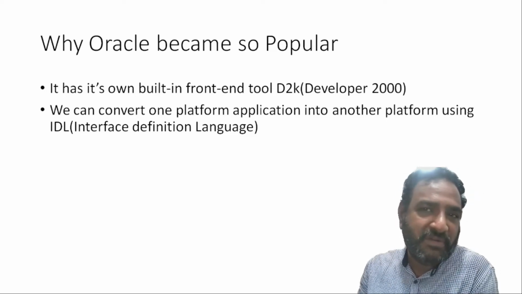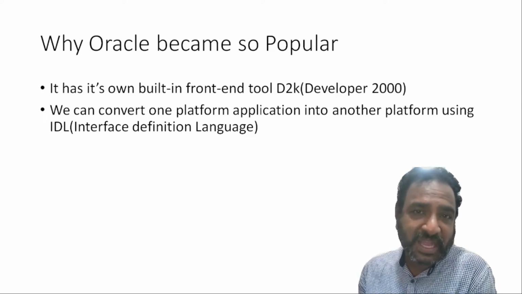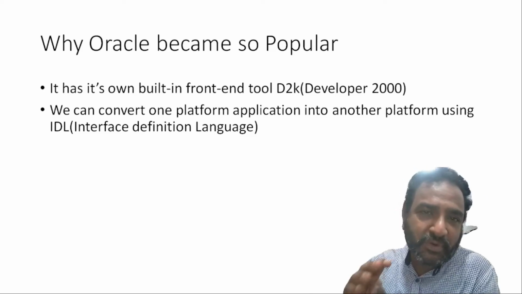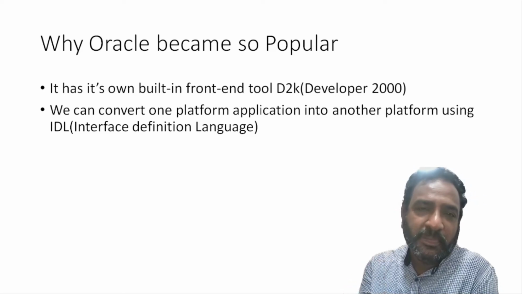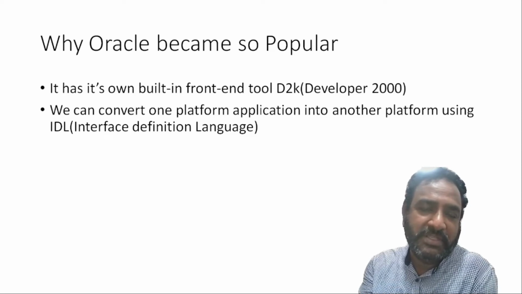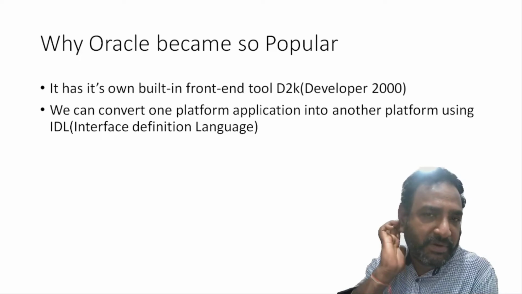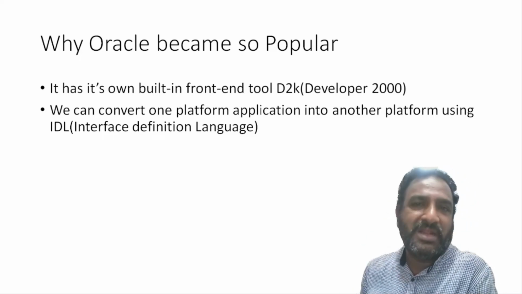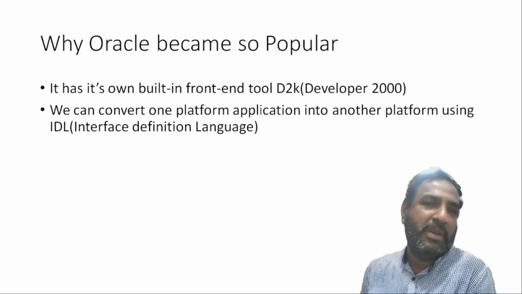So this is the advantage in the case of Oracle, by using the interface definition language. By using this language, you provide only 4 parameters: what is the new version of Oracle, what is the new version of the operating system, what is the old version of Oracle, and what is the old version of the operating system. It's a matter of a few hours. It will convert the entire project into the new version. So that's why Oracle became so popular.